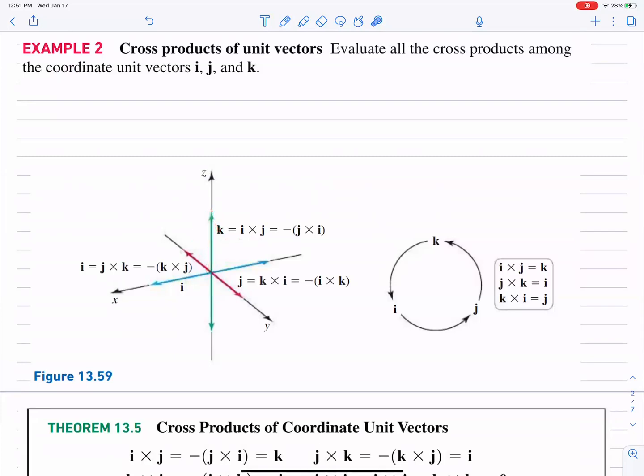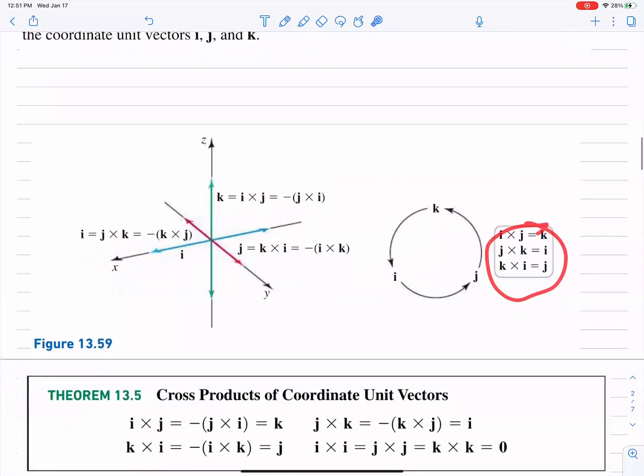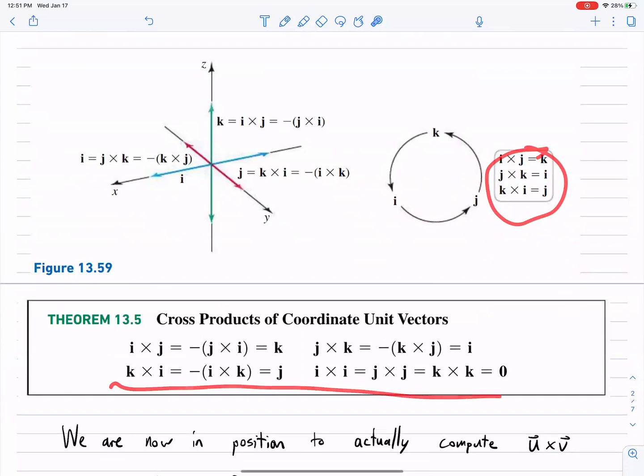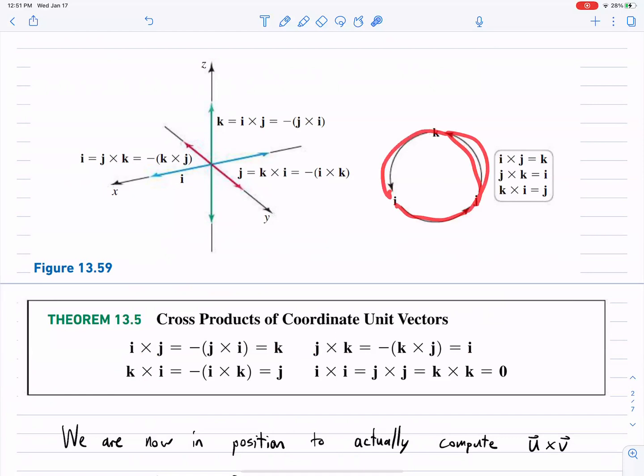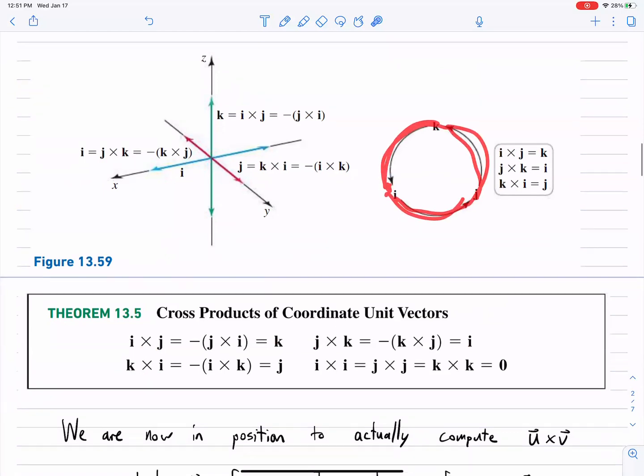So that gives us that. If you do j and then curl your fingers up towards k, your thumb will point towards i. So j cross k equals i. And if you do k and curl your fingers towards i, your thumb will point towards j, and so k cross i is j. And so we have a handy little thing right here. And so this is the cross product of the coordinate vectors. So i cross j equals k, j cross k equals i, and k cross i equals j. They kind of go in order. So if you do i to j, that gives you k, j cross k gives you i, k cross i gives you j, that kind of idea.